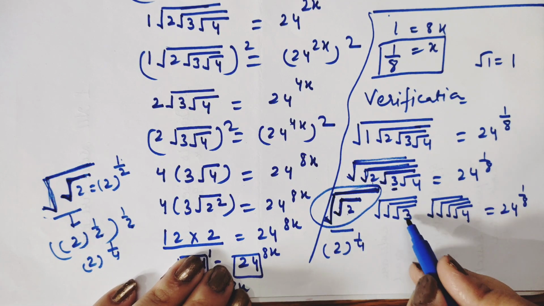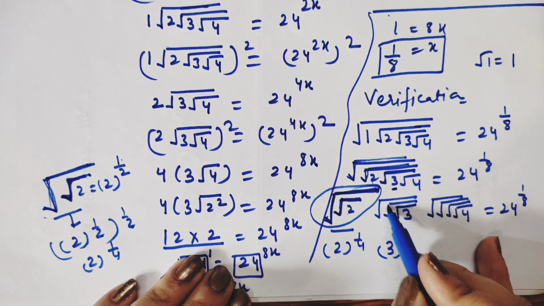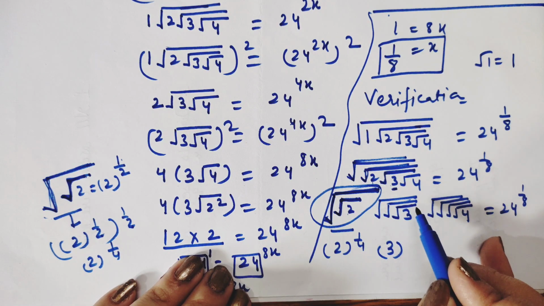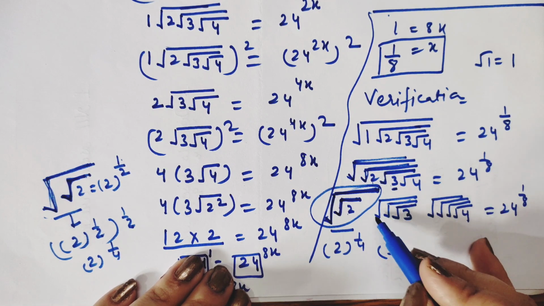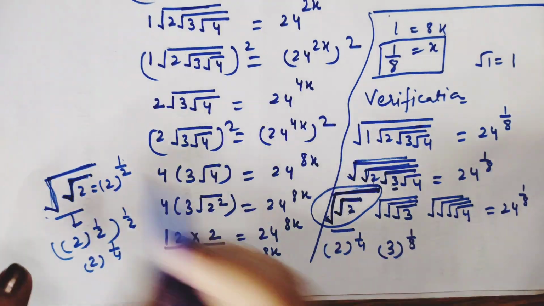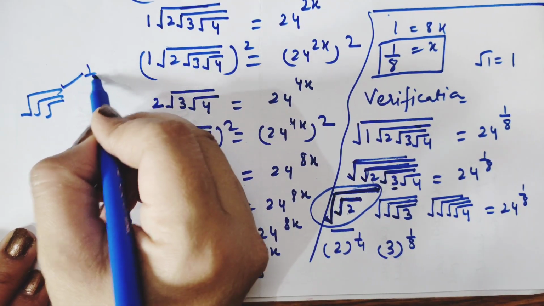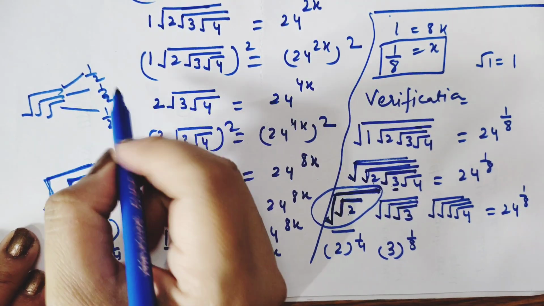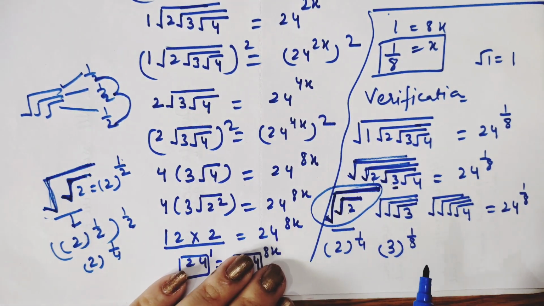And similarly 3. How many roots are here? 1 root, 2 root, 3 root. So 1 root is equal to power 1 by 2. So 2 root is equal to 1 by 4 and 3 root is equal to 1 by 8. You can see if we have 3 continuous roots, this root value is 1 by 2, this root value is 1 by 2 and this root value is 1 by 2. 2 twos are 4, 4 twos are 8. So we will write 3 power 1 by 8.